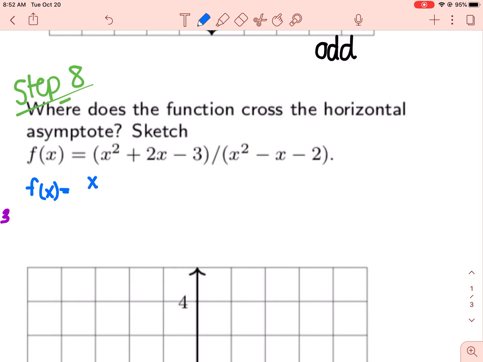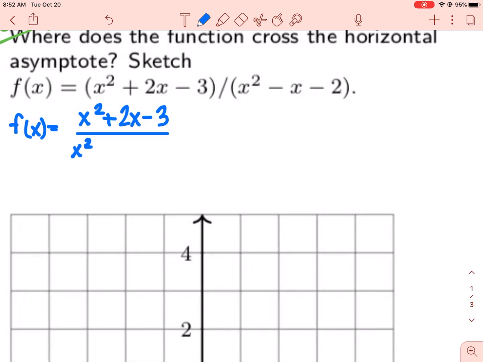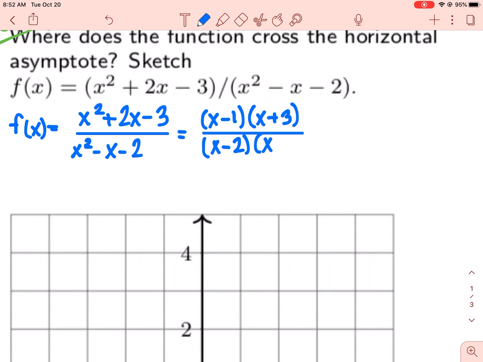Let's put our numerator, our denominator. Step 1 says to factor. I can factor the top to be (x minus 1)(x plus 3). The denominator I can factor to (x minus 2)(x plus 1). So step 2, looking for holes. There's not going to be any because there are no common factors that I can cancel.